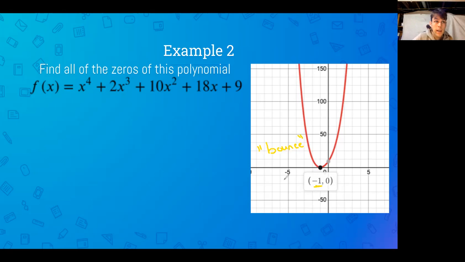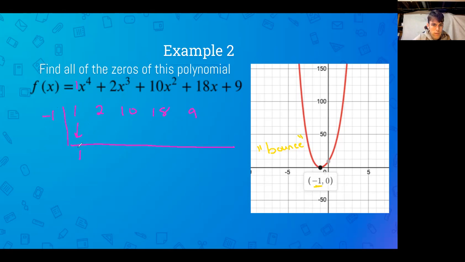Since I know a 0, I can actually factor this polynomial using synthetic division. So that's what we're going to do here. I'm going to use -1, that's our 0, and I'm going to set up synthetic division. So I have coefficients of 1, 2, 10, 18, and 9.